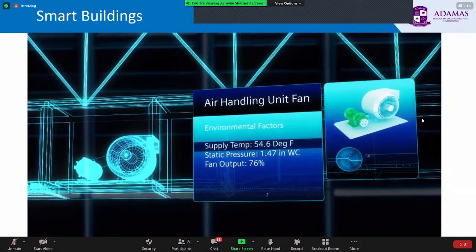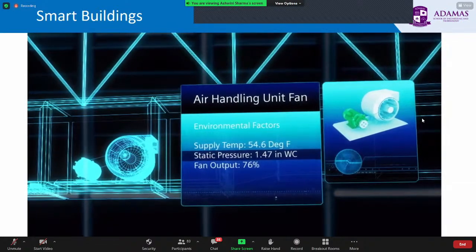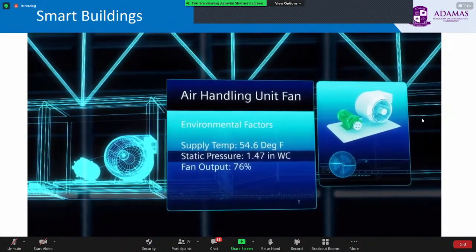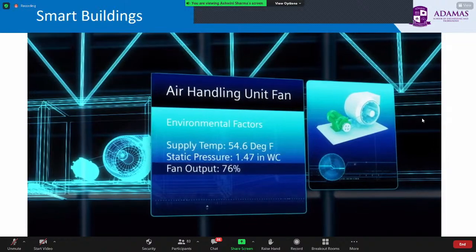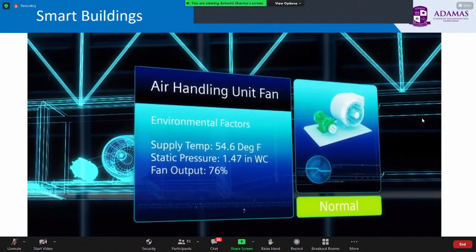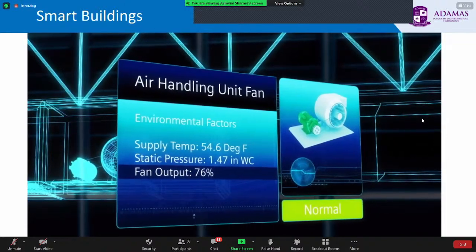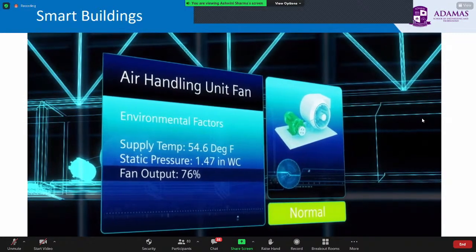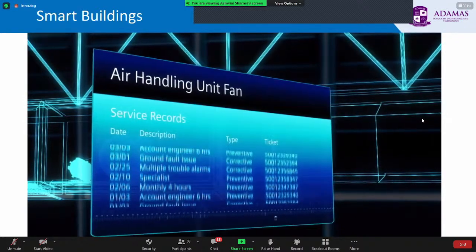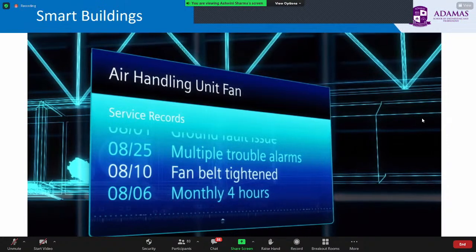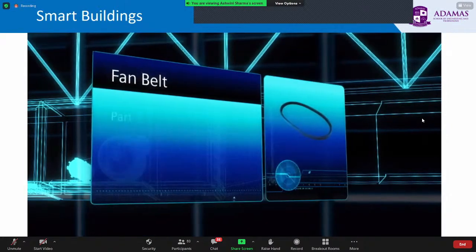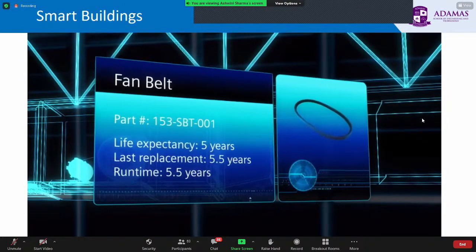The supply temperature and static pressure are within acceptable range of set point. Fan output is at 76%. All appears to be normal, but the fan output is definitely higher than usual. Checking service records. 10 months ago, the fan belt was tightened. Here is the part number and life expectancy.